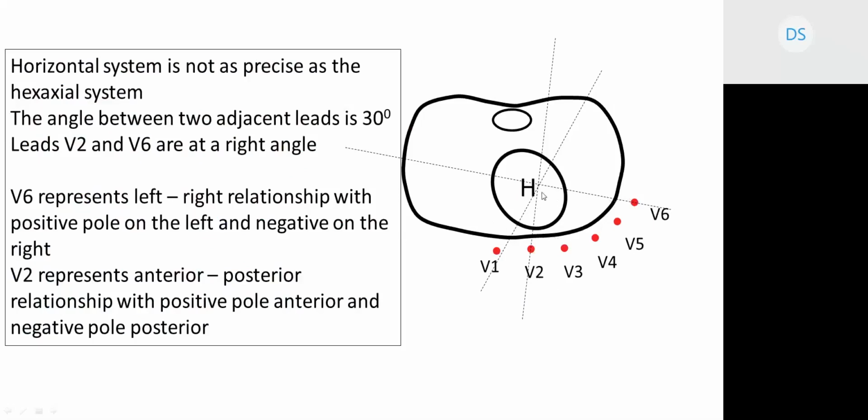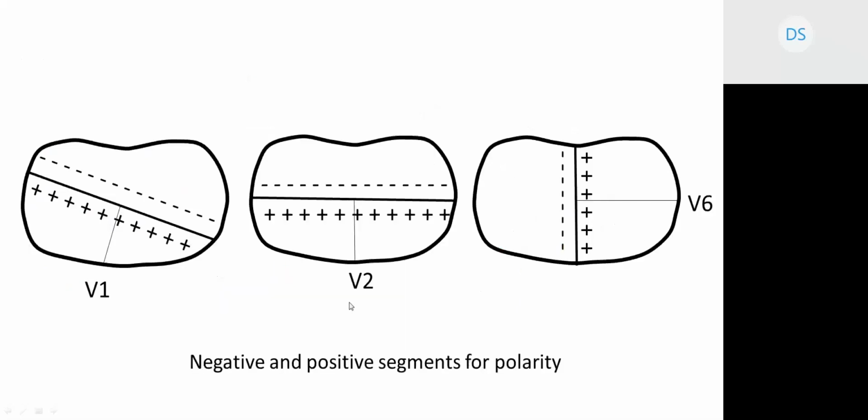So if we consider how we took lead 1 and aVF, which are perpendicular to each other, in the horizontal system we will take lead V2 and lead V6 as perpendicular to each other. If I consider lead V2, this is positive for V2, this is negative for V2. If I take lead V6, this is positive for lead V6 and this is negative for lead V6. Now let us see the subsequent figure.